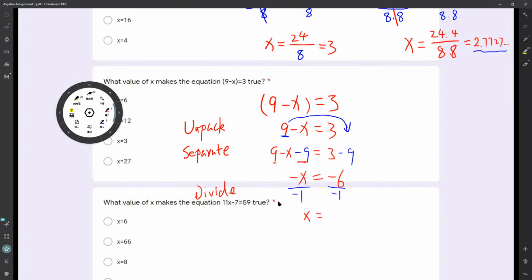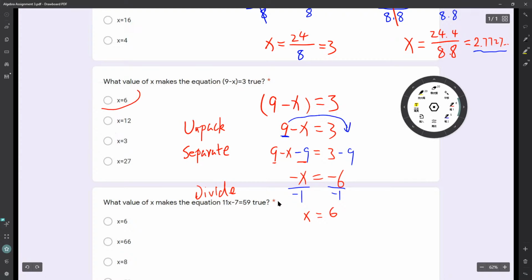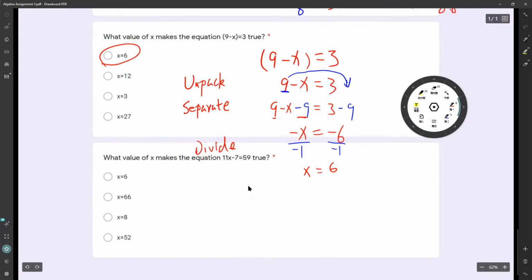And also again, you should know, when we have two negative numbers multiplying or dividing by each other, that will be a positive number. So this is a 6. And our answer is x is 6. And these are the 3 steps we solve equations.